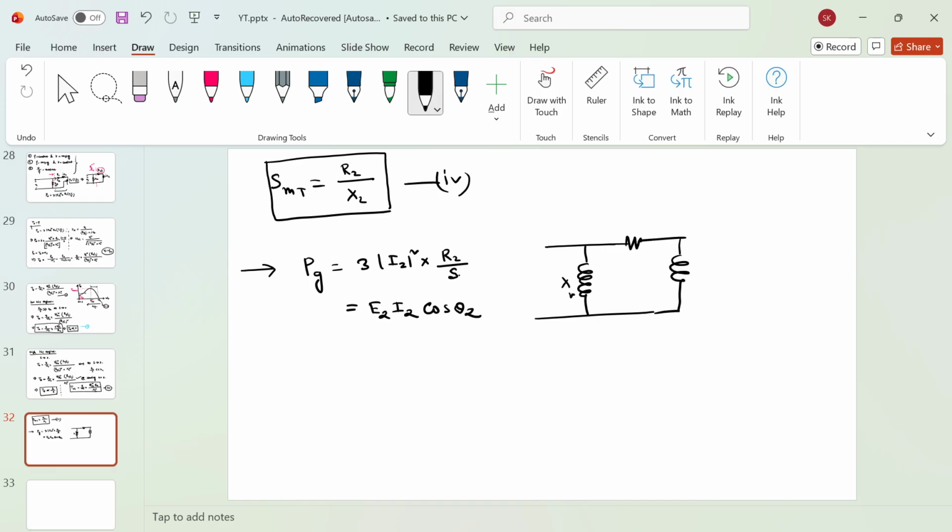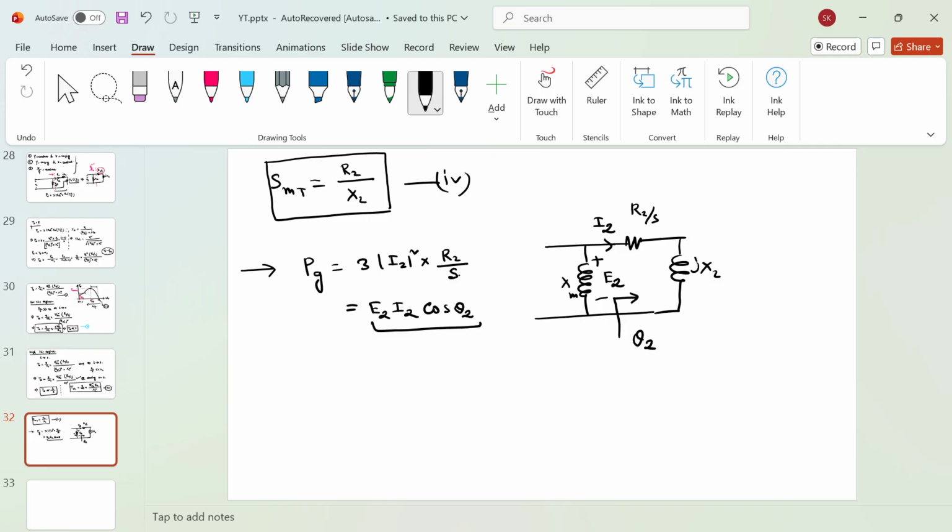This is my XM. The voltage across this XM, referred to primary or stator side, is nothing but E2, and here you have R2 by S, jX2, and you have this current I2. The power factor angle of this particular circuit is theta 2. So you can write V2 I2 cos theta 2. This is your air gap power. Definitely you can write E2 I2 cos theta 2.